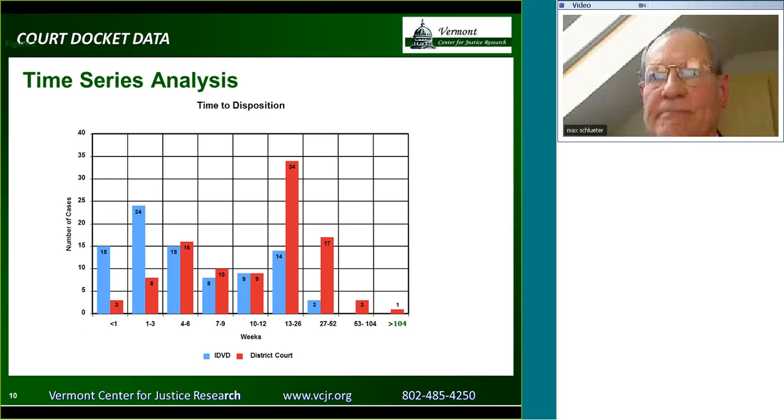We can do time analysis. In this graph, the light blue is an innovative program for domestic violence. The red is the traditional district court. The question was, are they handling their cases more quickly? So the question is, how long did it take you to dispose of this case? Less than a week, 1 to 3 weeks. And as we can see, we've got a lot of blue up front, and as these cases drag on and on, the district court has many more cases, indicating that it's taking them much longer to dispose of their cases.